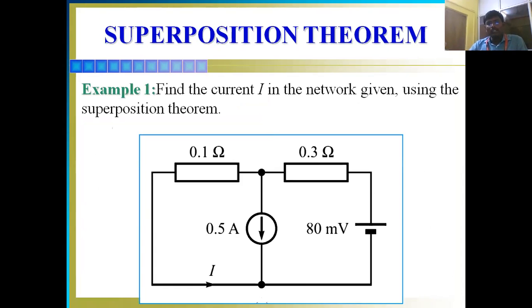Here we'll consider an example to implement this superposition theorem. Find the current I in the given network using the superposition theorem. Here there are two sources: one is a voltage source, another is a current source. There are two resistances of 0.1 ohm and 0.3 ohm. We are going to find the current flowing through 0.1 ohm using the superposition theorem.